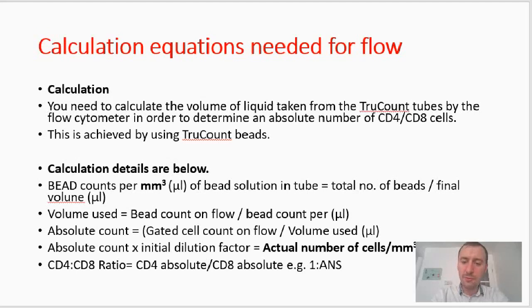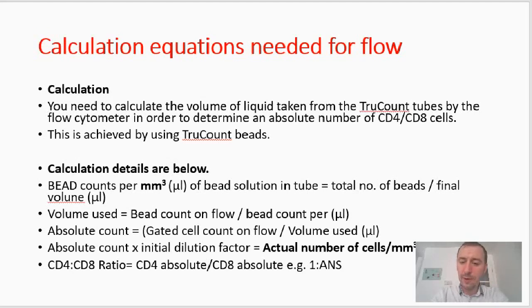And then the volume used by the machine, the calculation for that is the bead count that the machine has detected divided by the bead count per microliter, okay, which you've calculated just above. Okay, so that will give you an indication of the volume used. So now, in terms of absolute count, you will be provided with results and you'll be asked to subsequently determine the absolute count.